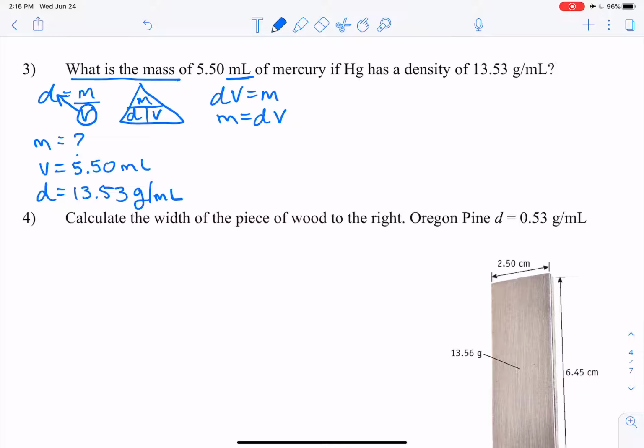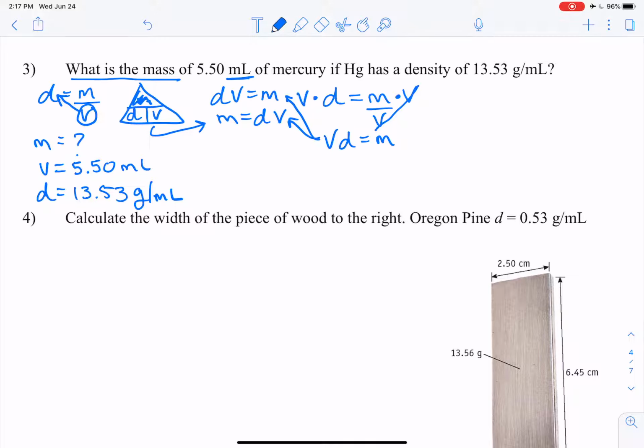Or we can use the density triangle. So we would cover up m, and then it would show us that m is equal to dv, which is what we did right there. Or you could do the traditional algebra way, which says that if you want to get rid of v and it's in the denominator, you have to multiply by v, but what you do to one side, you have to do to the other. So the v cancels out, and what you get is vd equals m. And vd is exactly the same thing as dv, so we have the same thing as here and here.